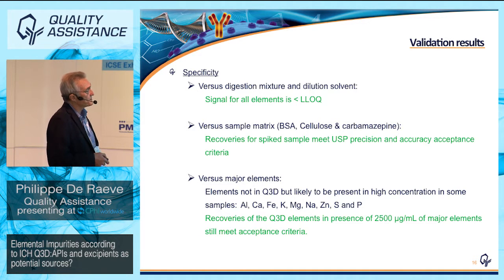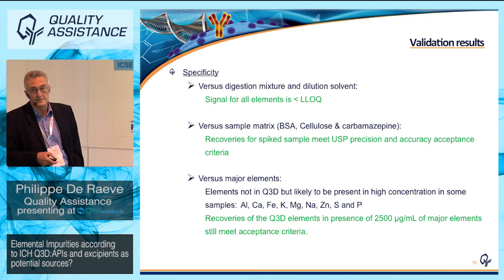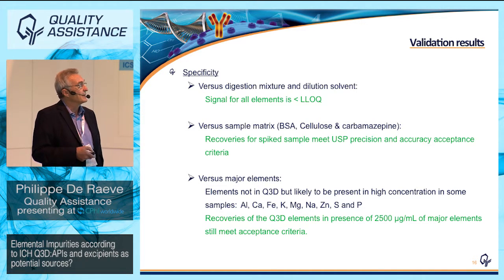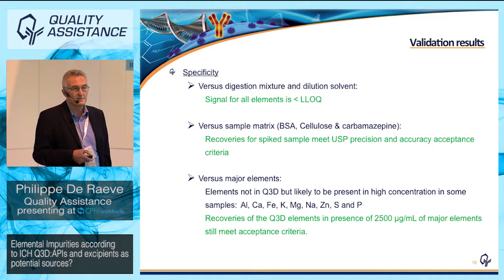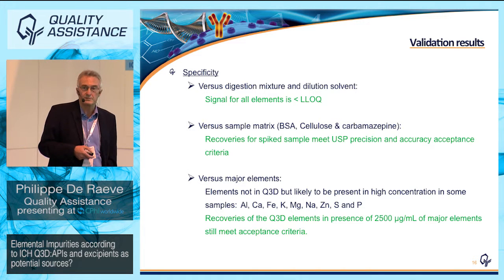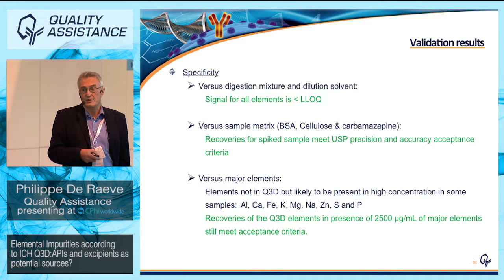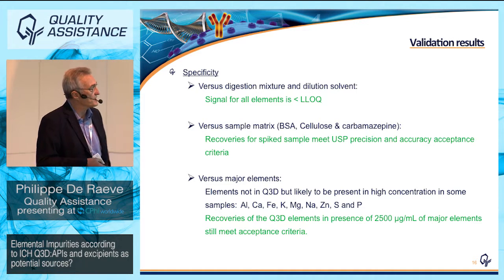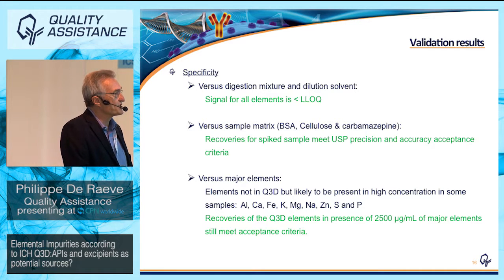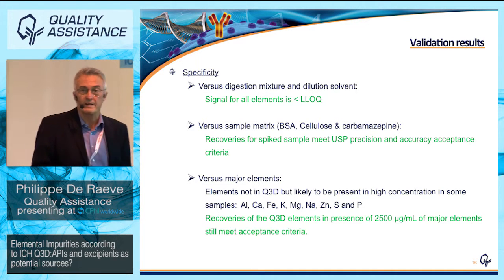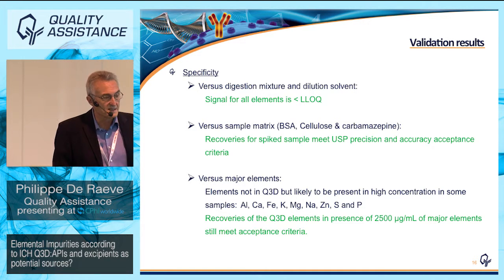We demonstrated that the specificity is okay versus digestion mixture and dilution solvent, but also versus the sample matrix for the BSA, the cellulose, and carbamazepine. We demonstrated that the recoveries for spiked sample meet the USP precision and accuracy acceptance criteria. But we also verified the specificity of the method versus major elements, that are elements that are not in the Q3D, but likely to be present in high concentration in some pharmaceutical samples, like aluminum, calcium, iron, and so on. And we have shown that in presence of very high concentration, 2,500 microgram per ml of these major elements, the recoveries of the Q3D elements are still within the acceptance criteria.